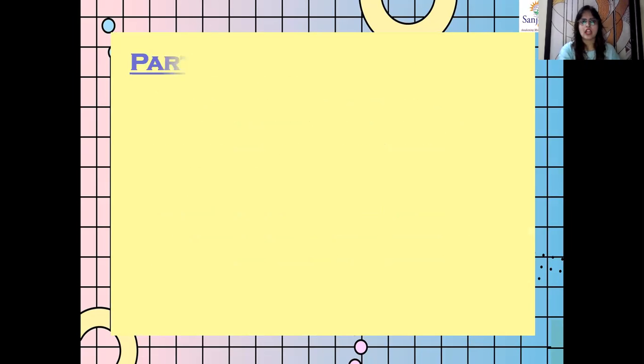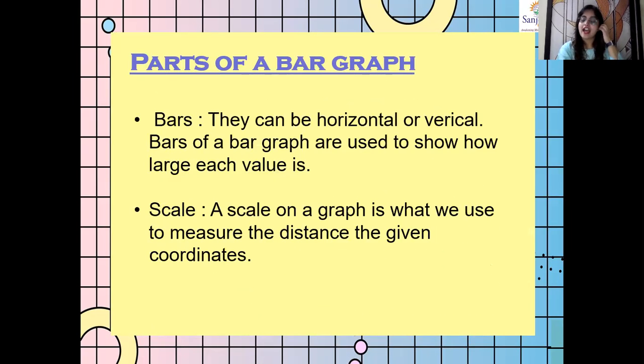Now, parts of a bar graph: it has bars and a scale. Children, how do we write the key in a pictograph, for each symbol? Similarly, in a bar graph, you will draw the bars and you will also write the scale. What are bars? They can be horizontal or vertical. The bars of a bar graph are used to show how large each value is. Then the scale: a scale on a graph is what we use to measure the distance between the given coordinates.